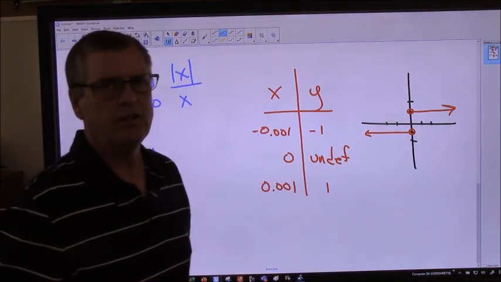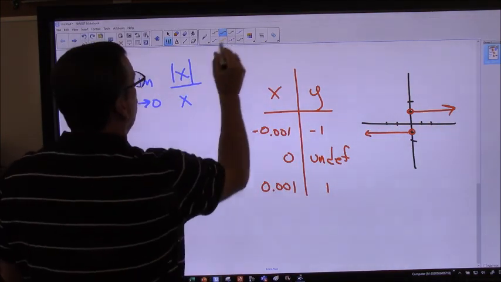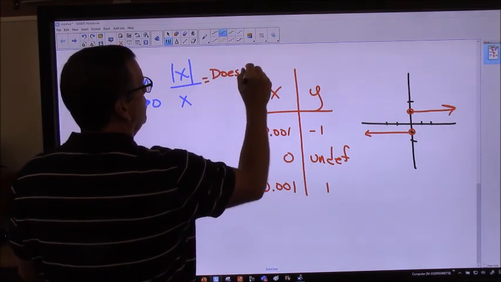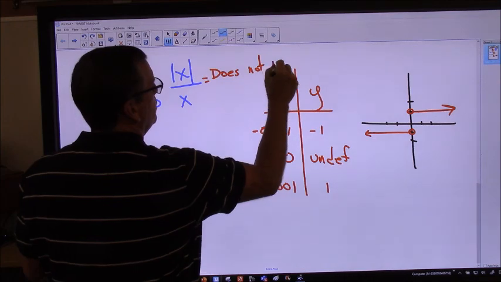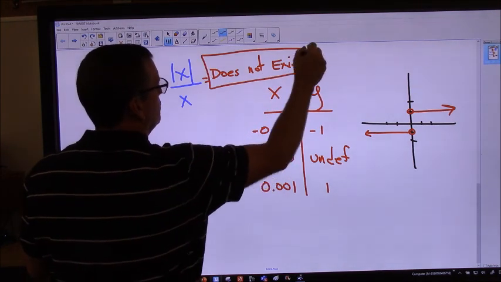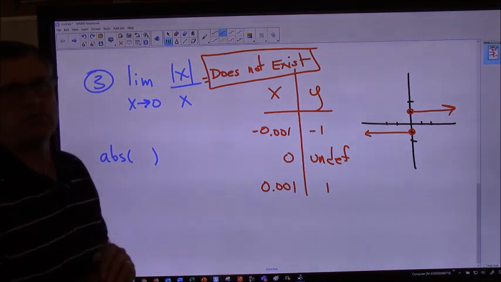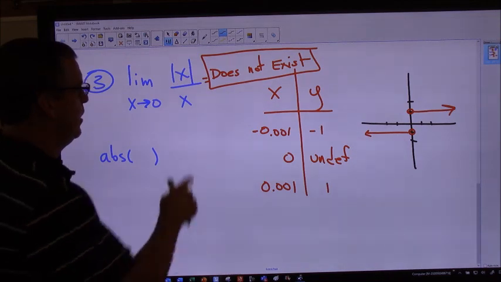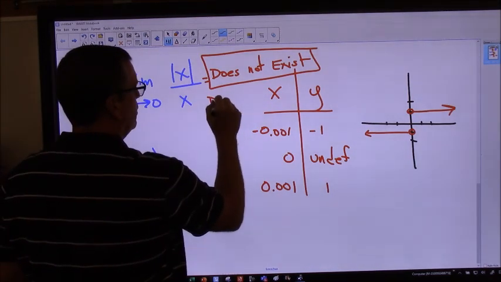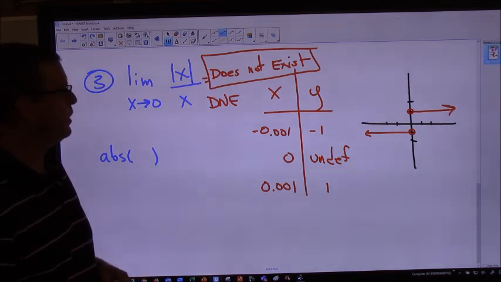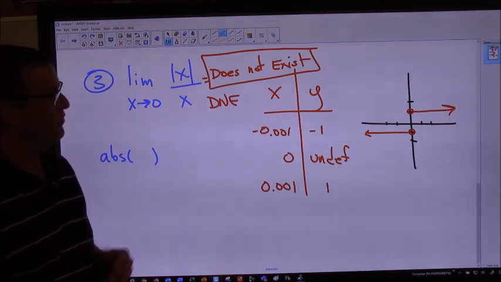Not the same. And so when that happens, what we say is that this limit does not exist. You have to be getting close to the same number in order for a limit to exist. An abbreviation for this is DNE, does not exist. You guys can go ahead and use that if you want. So this has no limit.